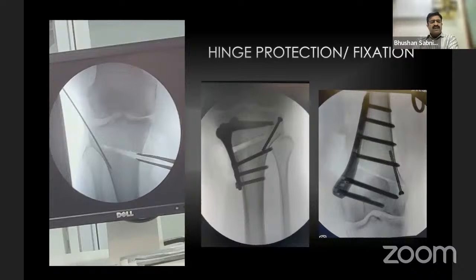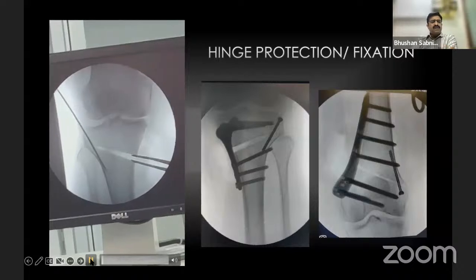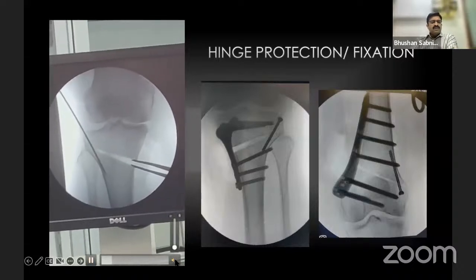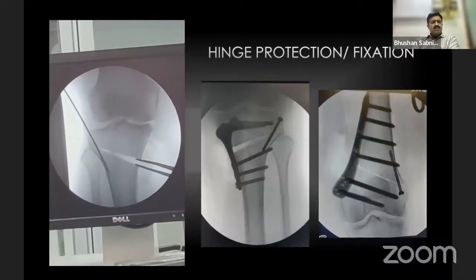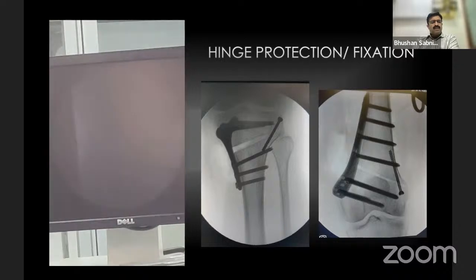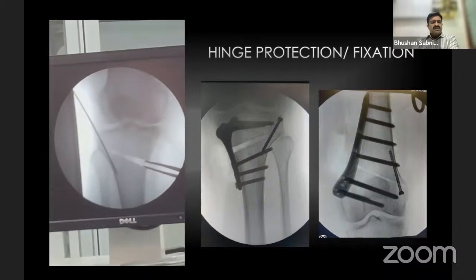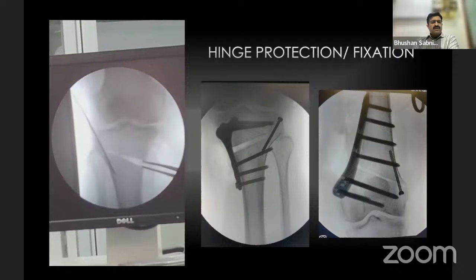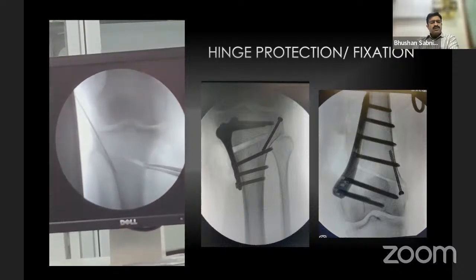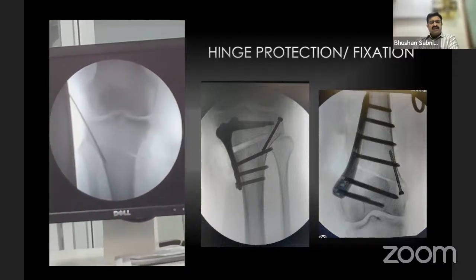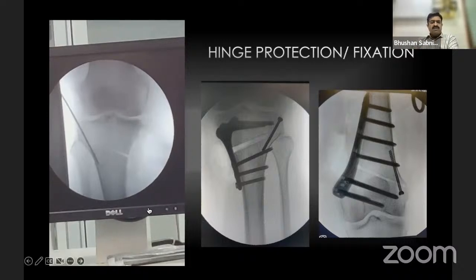Another easier way of managing this is putting a hinge protection pin. So you can see as you're opening and closing the osteotomy, the wire is bending. So that means the hinge is being protected actively by the wire, and that will stop the hinge from propagating laterally. And you can be one step ahead and take this wire off at the end and put a screw across, which is a simple 4 millimeter cannulated cancellous screw.